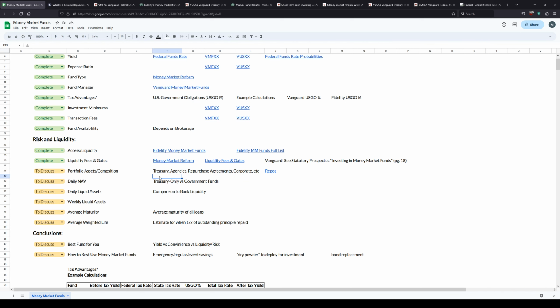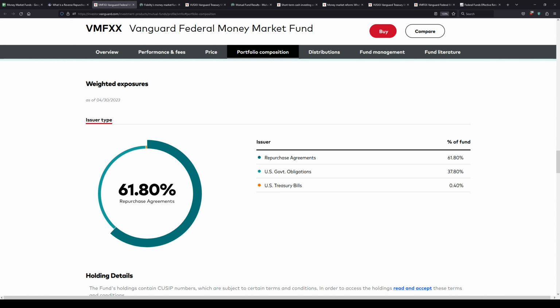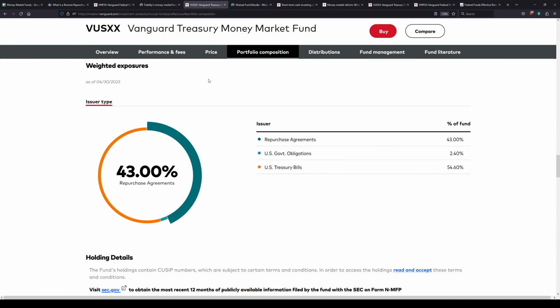So applying this knowledge of portfolio composition and risk to the two money market funds offered by Vanguard, we can see that the Federal Money Market Fund is likely just marginally riskier than the Vanguard Treasury Money Market Fund, which has all of its assets either in treasury bills, government obligations, or in this case, repurchase agreements backed by Treasury bills.